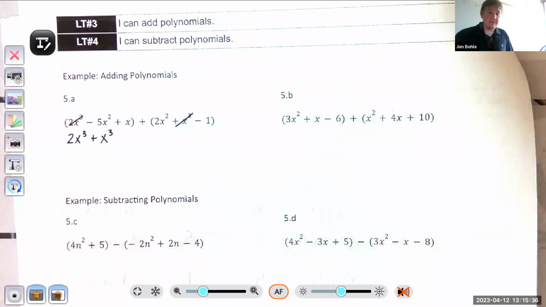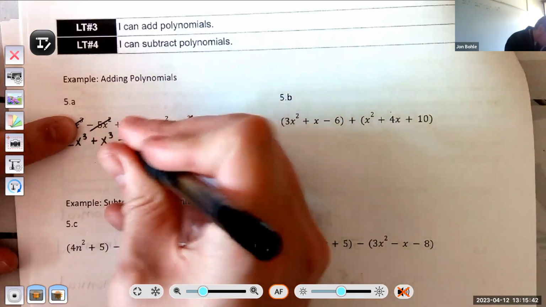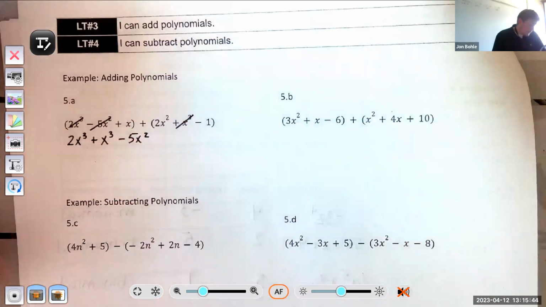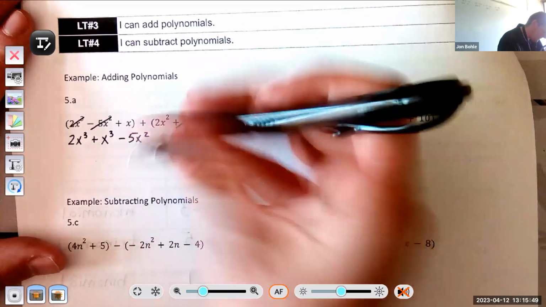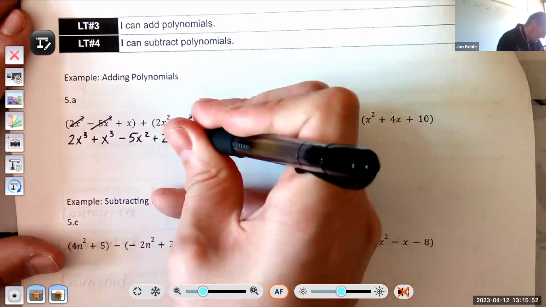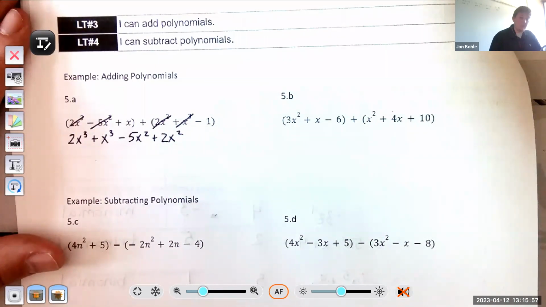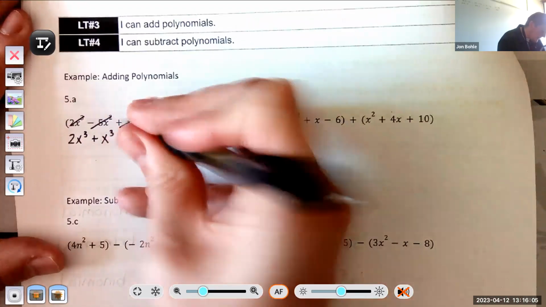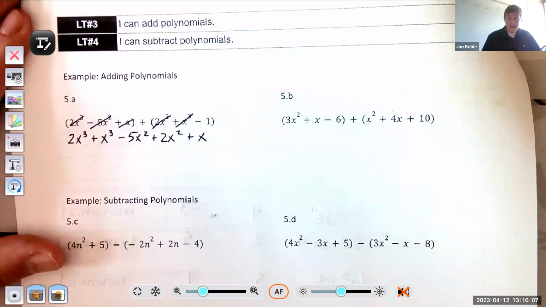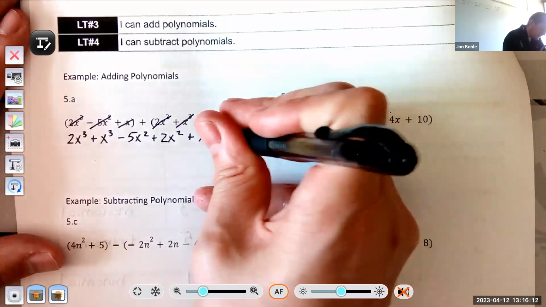Now that I have my x to the thirds, I'm going to go down to x squareds. Here's my first one, negative 5x squared. And now I'm going to keep looking for other x squareds. Here's one, plus 2x squared. Once I have all my x squareds done, which I do, I'm going to move on to regular x to the first, or just x's. So here I have 1x, and I'm going to look for anything else that goes with that. Nothing, so I can go on to constants. Constants are just numbers without variables, and so I have a -1.